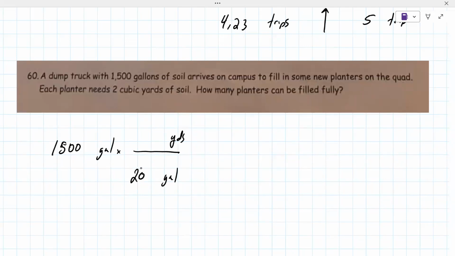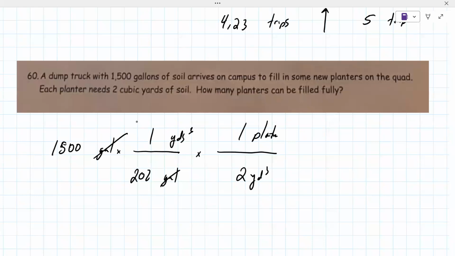There is. 202 gallons is 1 cubic yard. Oh wow. So that's good to know. And then we know that each planter, so one planter, is 2 yards cubed of soil. It's all about getting those units to match up and cancel out. So this will tell us how many planters we can fill, which is going to be a lot. Let's see here. I take that back. It's not that many.